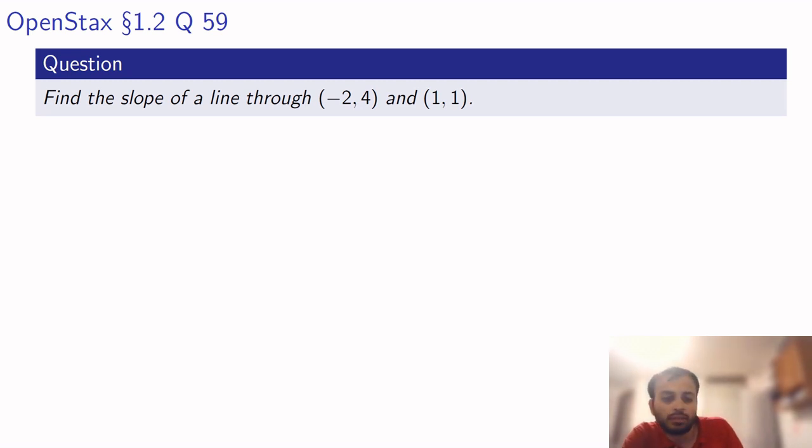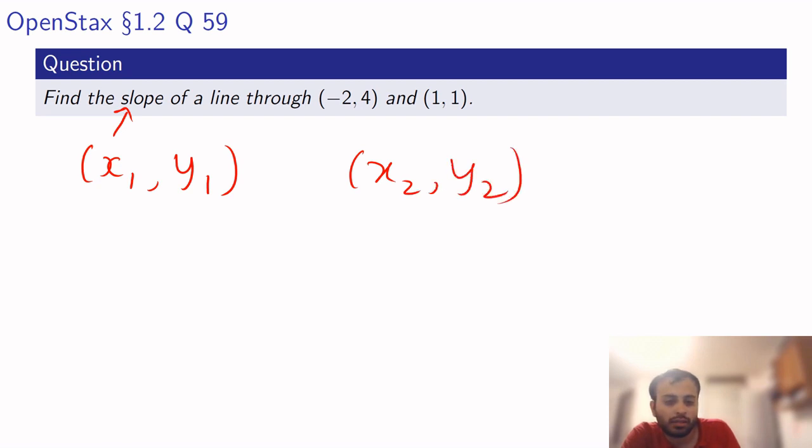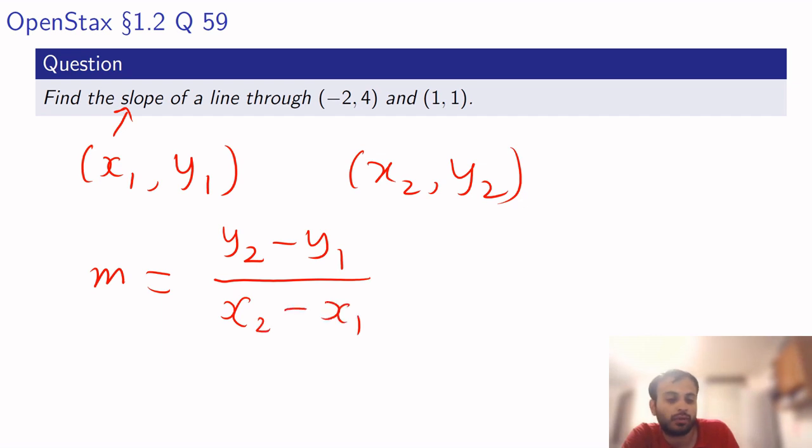So this is another one of those simple problems. They are asking you to calculate the slope of the line which passes through these 2 points. If you have 2 points, x1, y1, and x2, y2, then the slope can be found by y2 minus y1 divided by x2 minus x1.